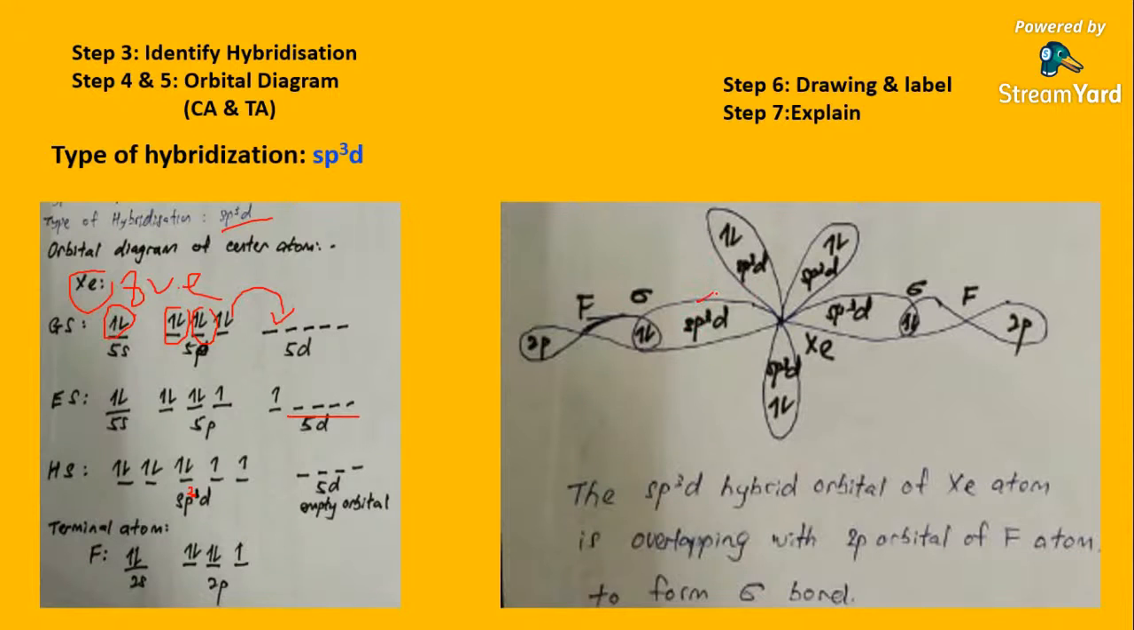So double check hybrid sp3d, sp3d, sp3d, sp3d, sp3d, and then for this one 2p, 2p. And then terminal atom fluorine, this is the central atom xenon. And then pair of electrons, sigma. So the explanation is simple. The sp3d hybrid orbital of the xenon atom is overlapping with the 2p orbital of the fluorine atom to form a sigma bond.